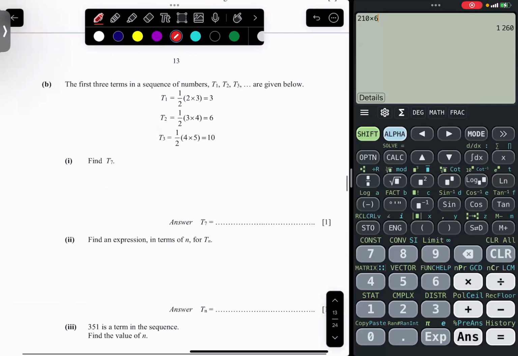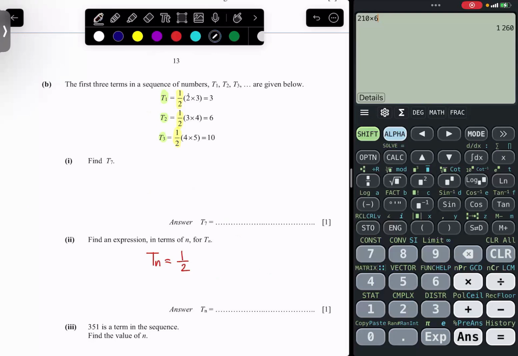And B. The first three terms in the sequence of number are given below. Term 1: half times 2 times 3 equals 3. Term 2: half times 3 times 4 equals 6. Term 3: half times 4 times 5 equals 10. So what is consistent in this pattern? T1, T2, T3, right? The pattern is increasing. But what is being constant is the half. So that means my Tn, okay, so I'm going to think about Tn first. My Tn will have the half, because the half is always there in the pattern.